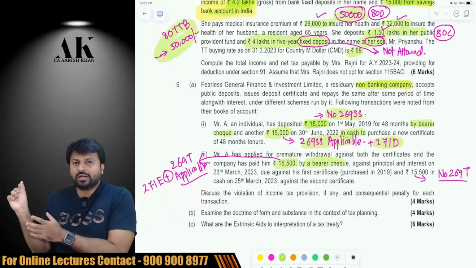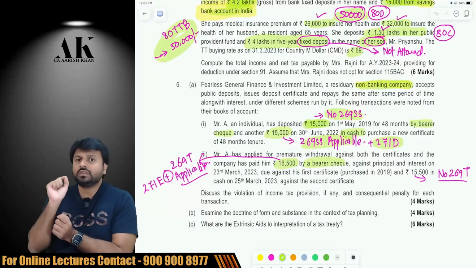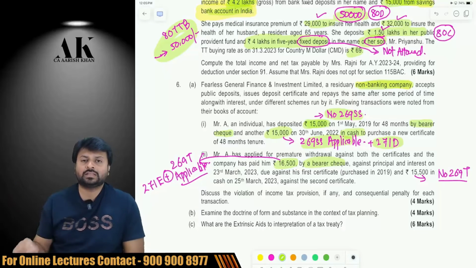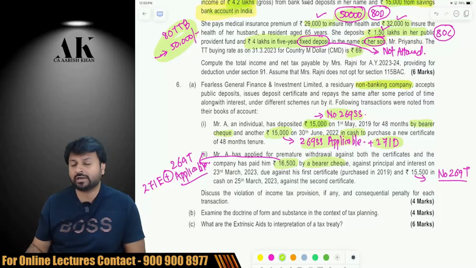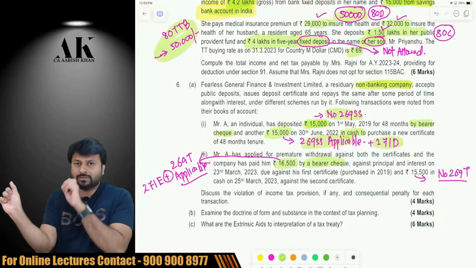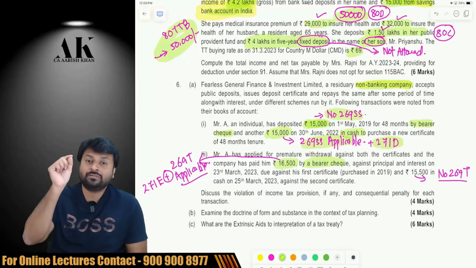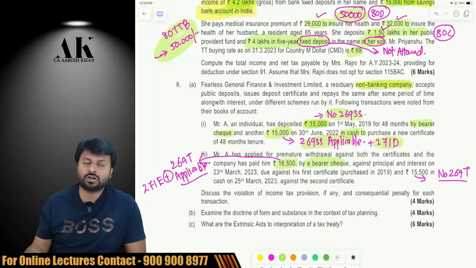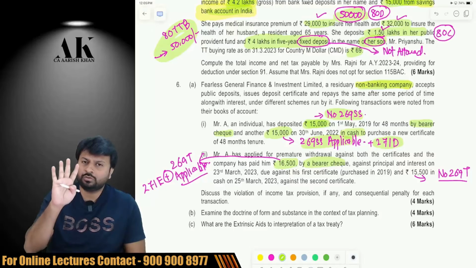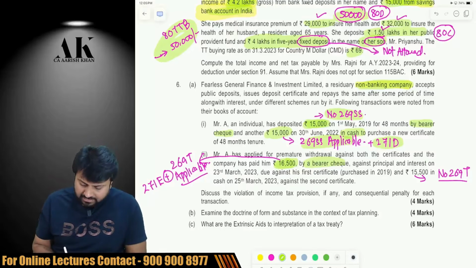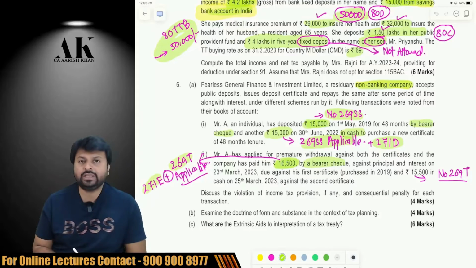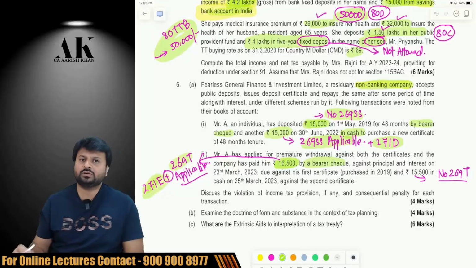Now, because there is already an outstanding of 20,000 or more, you cannot give a single penny other than by account payee cheque, account payee draft, ECS, and such electronic modes. You cannot repay even a single rupee in cash or bearer cheque or a normal cheque. You have to pay by the 4 modes. Therefore, the first 16,500 is a violation of 269T, and therefore the Joint Commissioner will impose penalty under 271E.